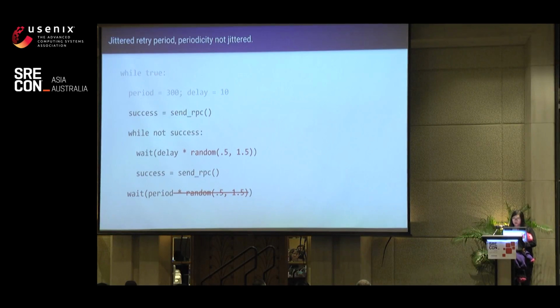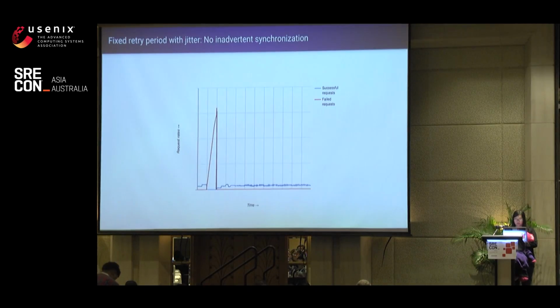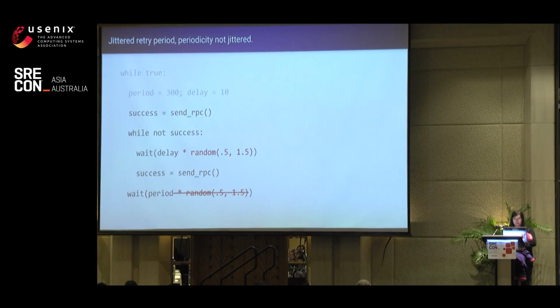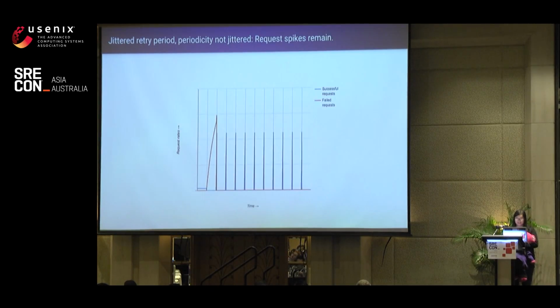But the rule was jitter everything. And there's another thing in here that we haven't jittered, and maybe that would help with the huge spike of errors in the beginning. Can we jitter the retry delay and not the periodicity? Like, say, if we have an error, we retry between 5 seconds and 15 seconds. Would that help? Can we just use that and not bother jittering the wait period? The answer is no. It doesn't help as much.